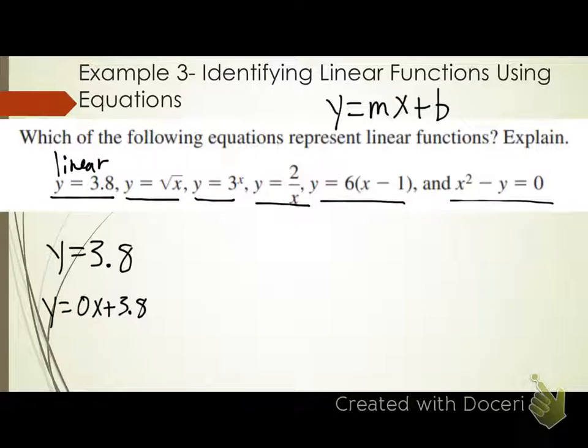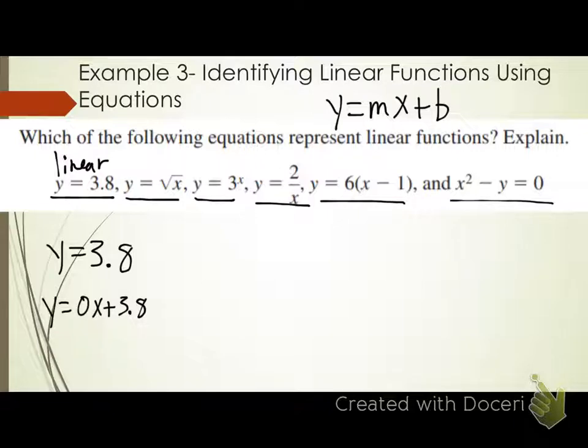So the slope of this line is just 0. It's going to just be a horizontal line. But this is in slope-intercept form, right? Y equals mx plus b. M is 0. B is 3.8. There's slope-intercept form. Questions on that one? Yep.